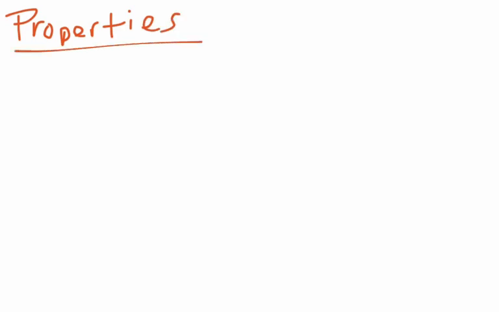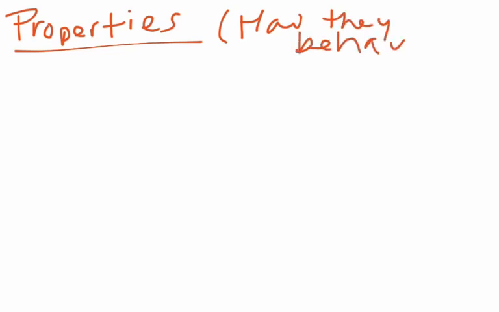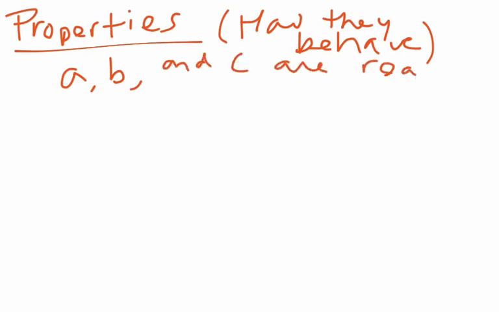Now, the last little piece of content here are the actual properties. So now that we've talked about the different types of numbers, we're going to talk about their properties. And by that, what we mean is how these numbers behave. What do they do? A, B, and C are real numbers. And we've defined what real numbers are.